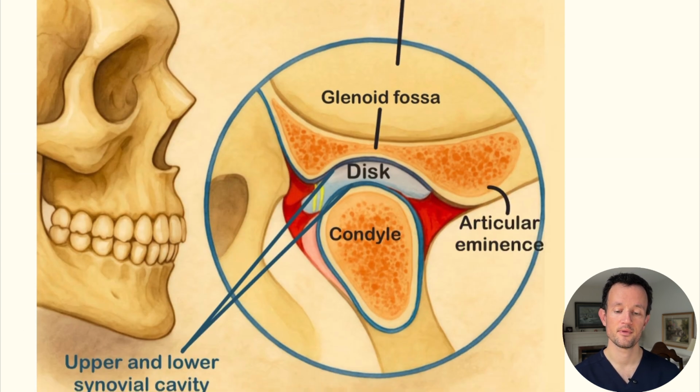Let's look at this together. Here is your little fossa, or little bowl. This is what it's sitting in, your glenoid fossa, your mandibular fossa. You have your condyle of the mandible. You have a little disc in there that articulates or joins the two things together. And you have the articular eminence. This stops it from going too far forward, right?